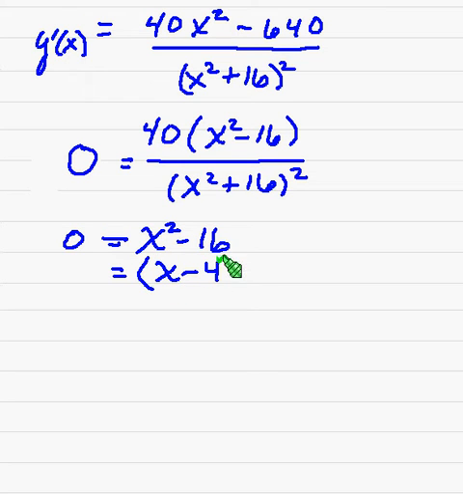and x plus 4. So the critical numbers for the top are 4 and negative 4. So our critical numbers are 4 and negative 4. Now what about the bottom? Is there anything in the bottom to get this to be 0? And the answer to that is no. So we're just concerned about 4 and negative 4.